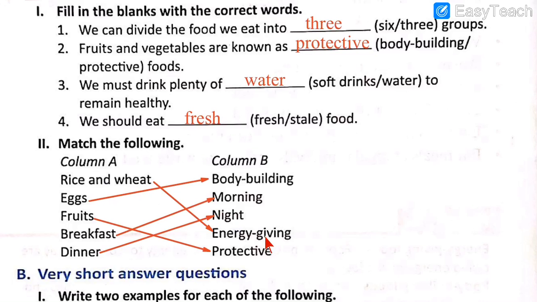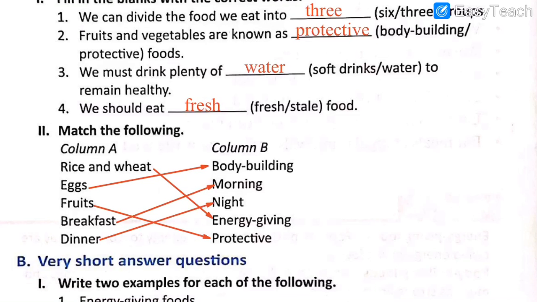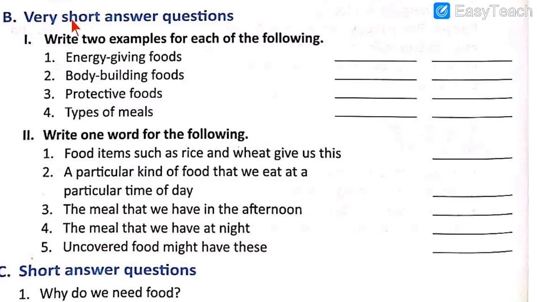Rice and wheat, energy giving. Eggs are bodybuilding. Fruits are protective. Breakfast we have in the morning. Dinner we have at night. Then let's see the next question we have, very short answer questions. Now you will have to write over here. Write 2 examples for each of the following.